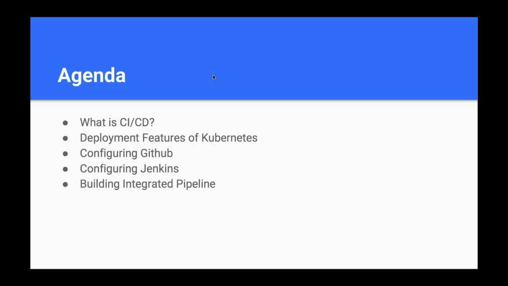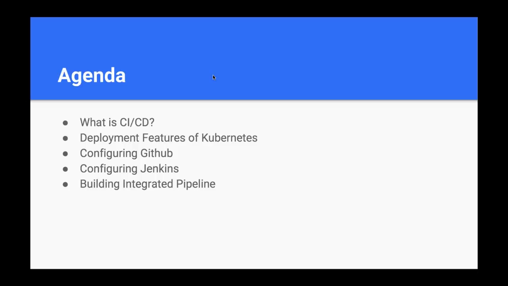This session is not about covering the deployment capabilities. We did that earlier on through a dedicated session, so you can go back and look at that. But I'm going to do a quick recap because these features make integration with Jenkins very powerful. Then we will take a closer look at configuring GitHub, configuring Jenkins, and then finally building an integrated pipeline.